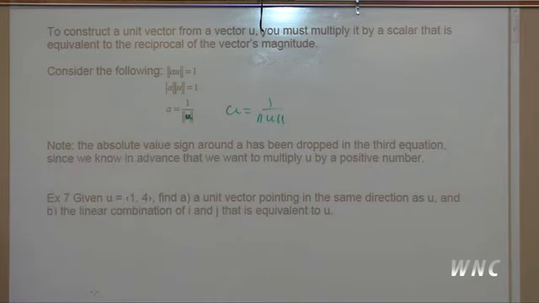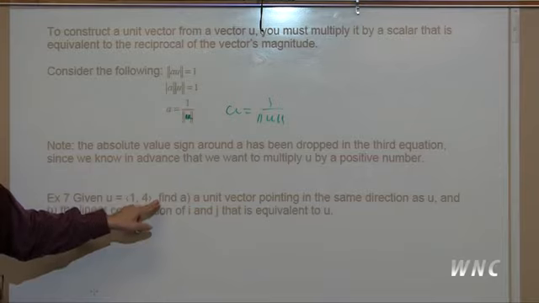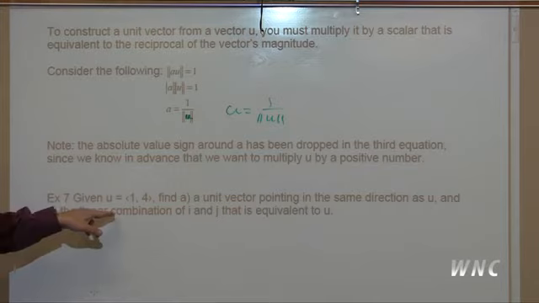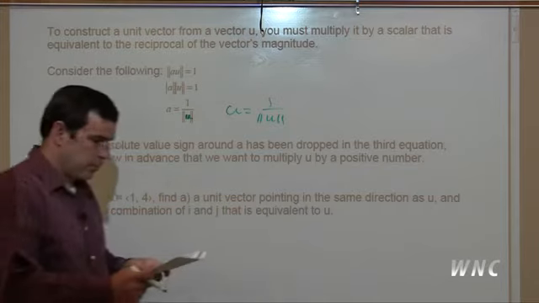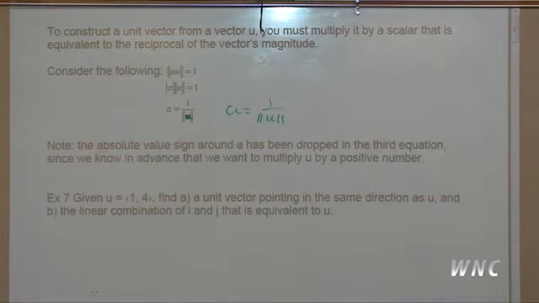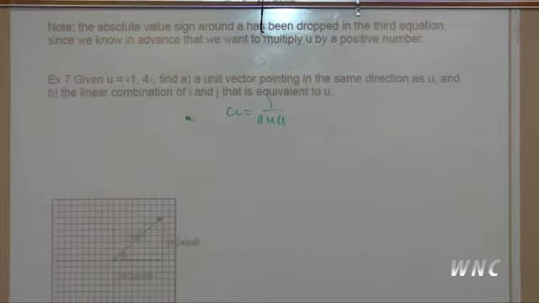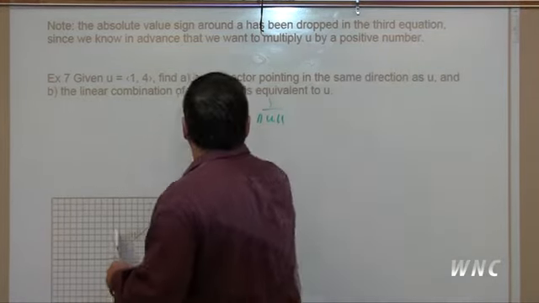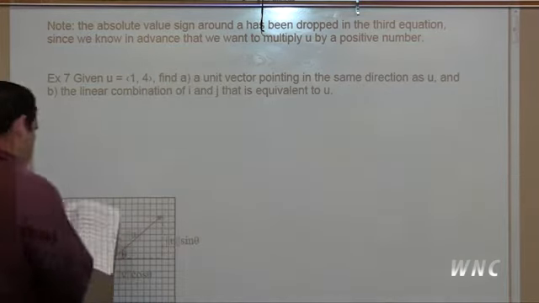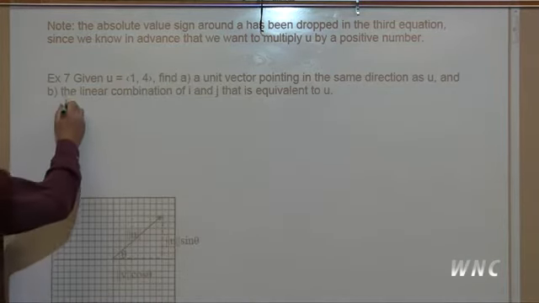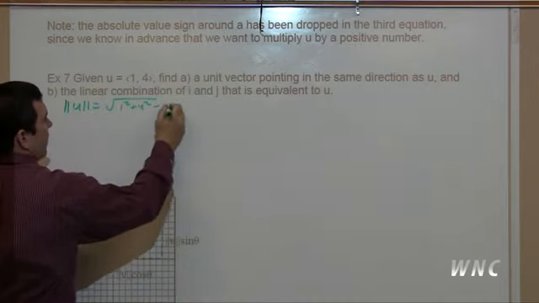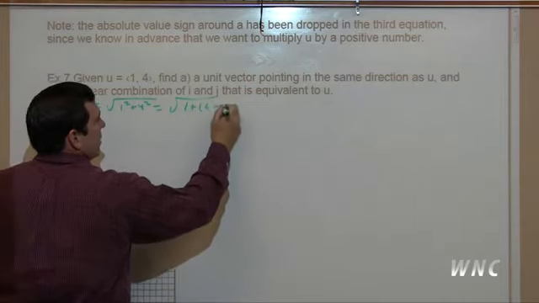Okay, given u equals 1, 4, find a unit vector pointing in the same direction as u and the linear combination of i and j that is equivalent to u. So let me scroll up the screen a little bit. Okay, first the magnitude of u is going to be the square root of 1 squared plus 4 squared, square root of 1 plus 16, which is the square root of 17.